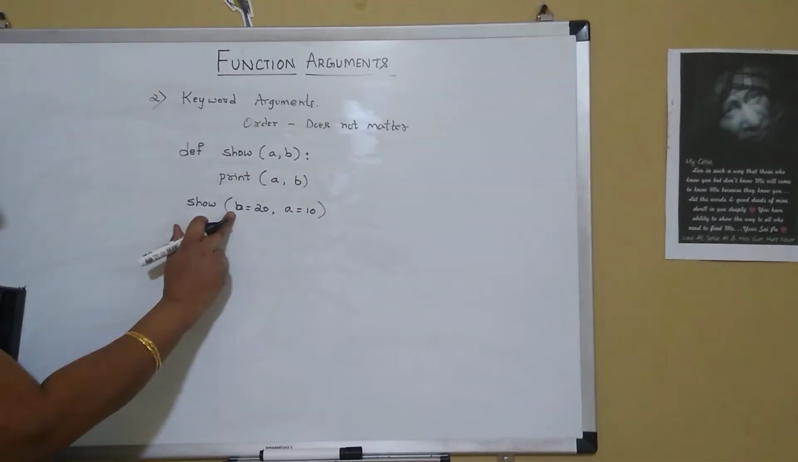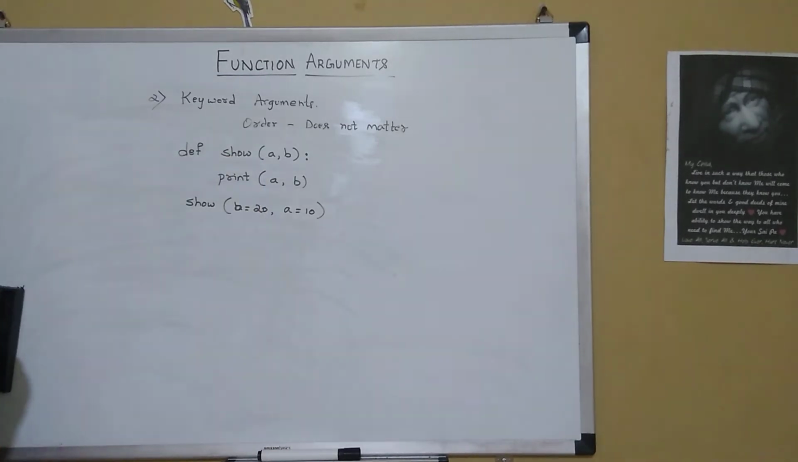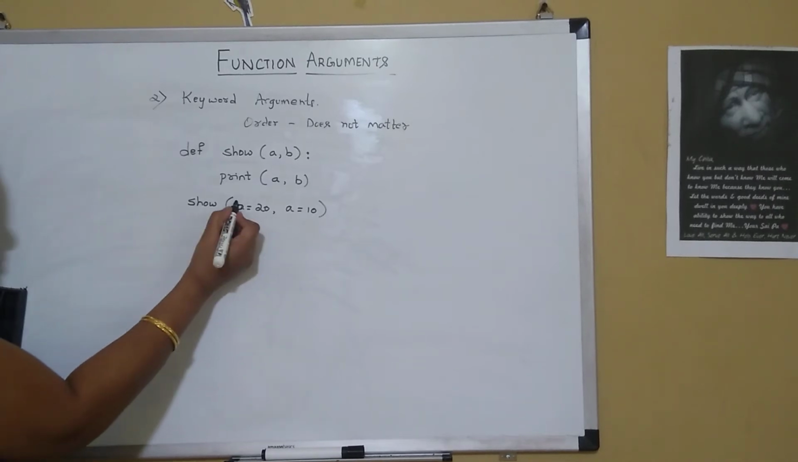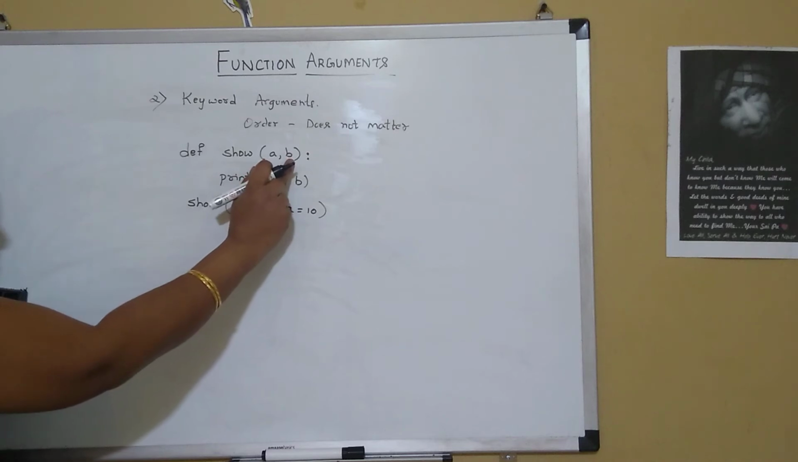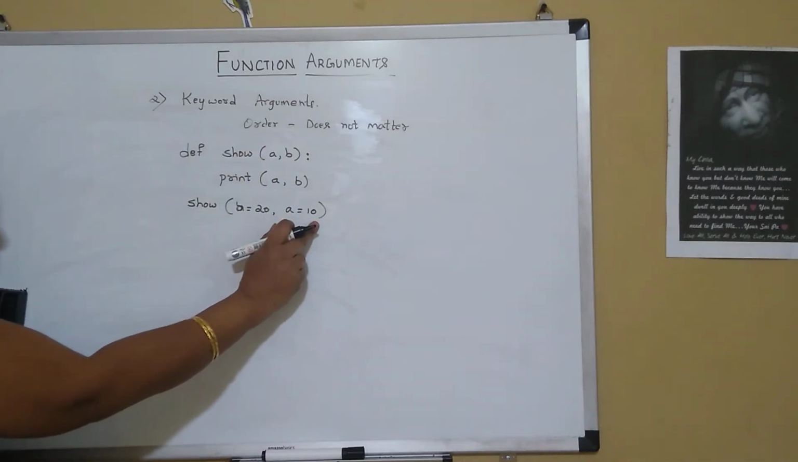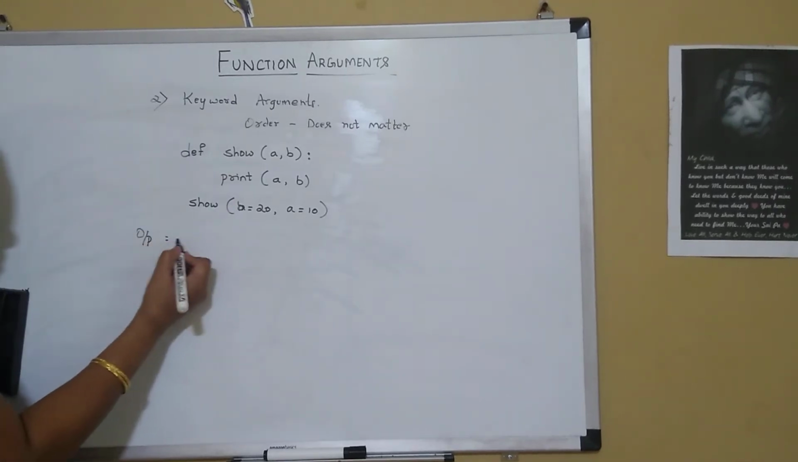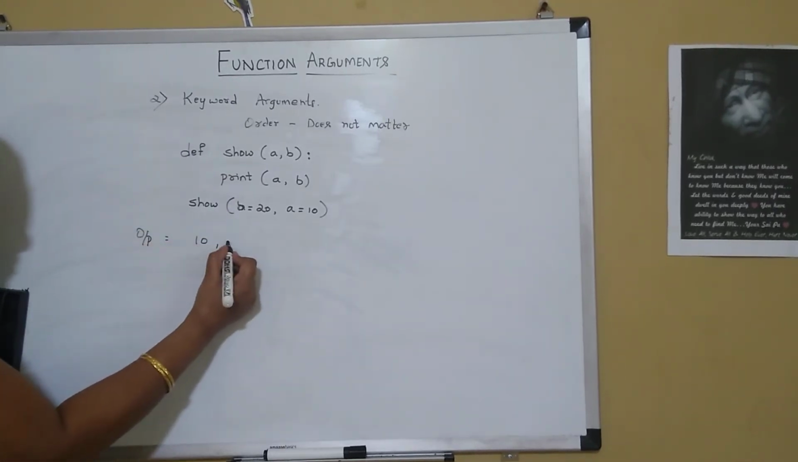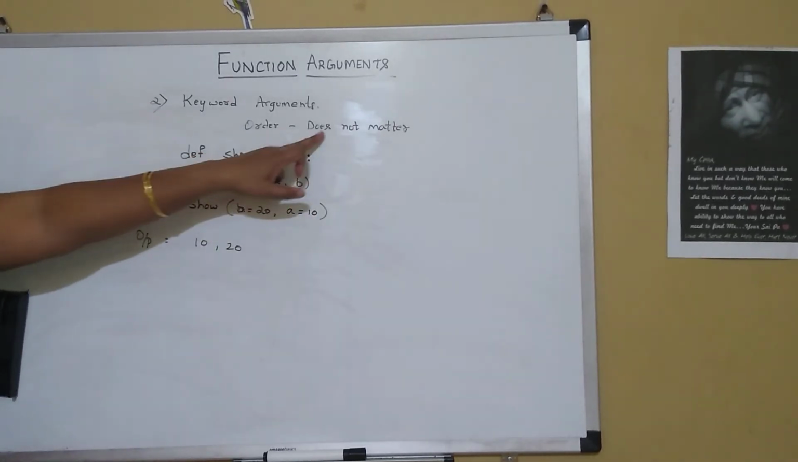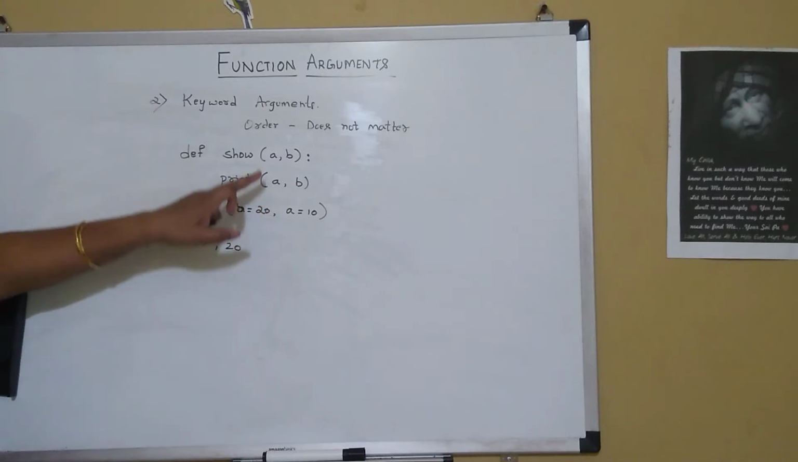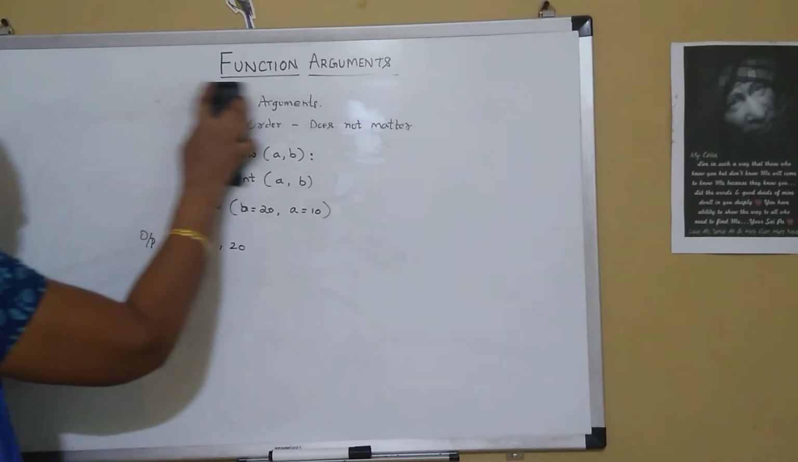But the order does not matter. I am having b as the first value, whereas here it is having a as the first argument. So the order does not matter. Based on the keywords, the value will be assigned. b equal to 20, so b will take the value 20. a equal to 10, so a will take the value 10. And now when I print it on the console, I get the value 10, 20. a is 10, b is 20. So the order does not matter and the number of arguments should be the same. So this is the keyword arguments.